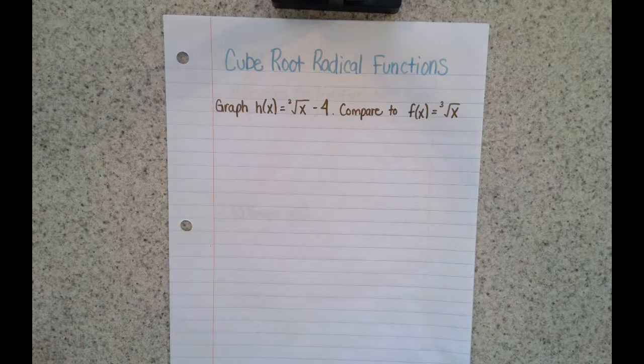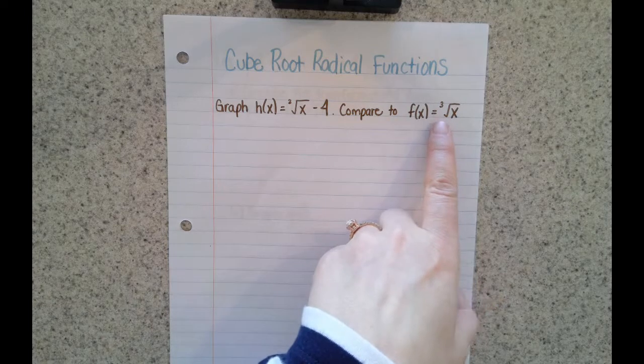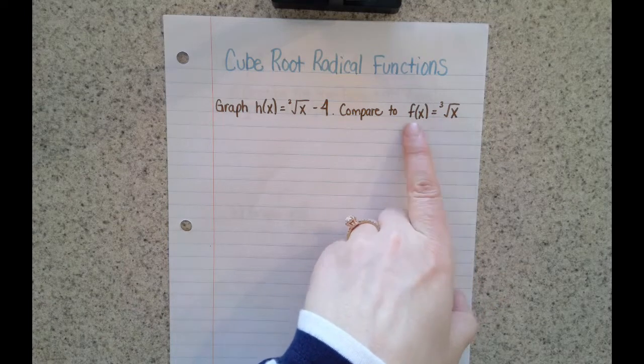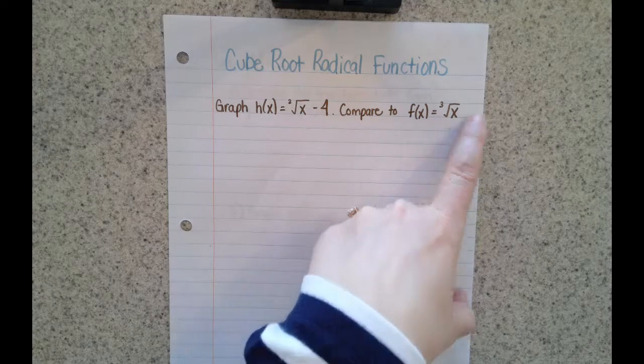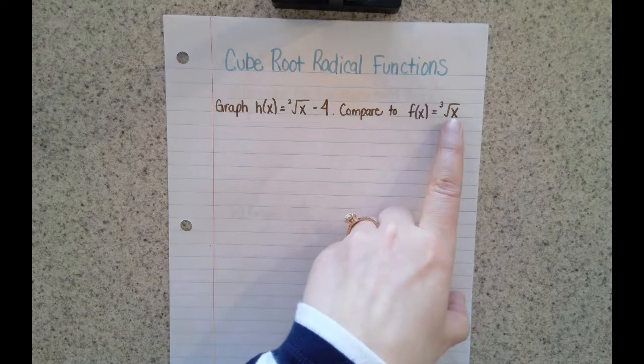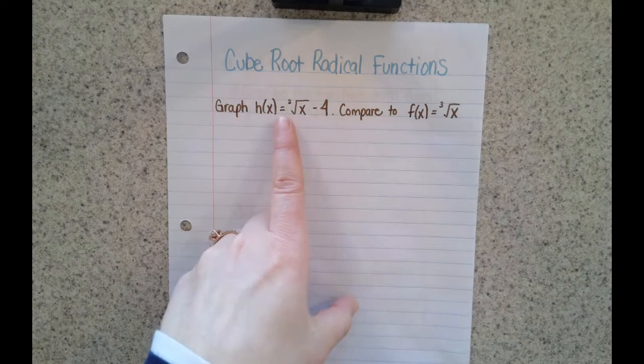All right, so let's look at this example here. Graph h of x equals cube root x minus 4. Compare to f of x equals cube root x. So they're wanting us to compare h of x to this parent cube root function. Remember, the parent cube root function is the most plain Jane cube root function out there. So I suggest we start by graphing this plain Jane cube root function, see what it looks like, and then we can go ahead and graph h of x and compare the two.